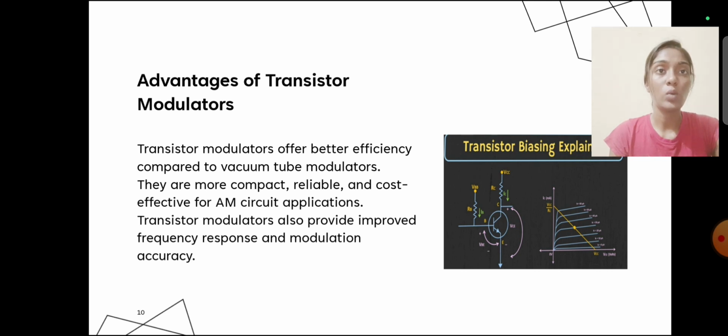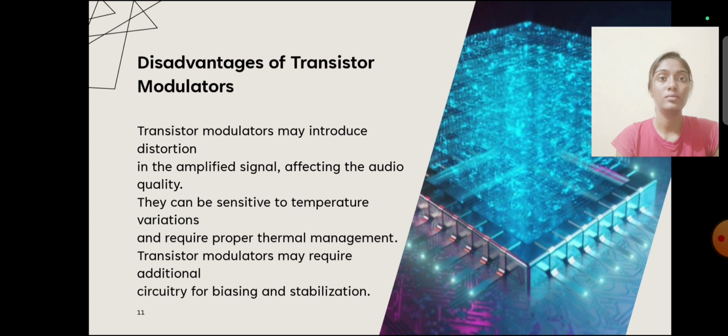Let's know the disadvantages of the transistor modulator. Transistor modulators may introduce distortion in the amplified signal, affecting the audio quality. They can be sensitive to temperature variations and require proper thermal management. Transistor modulators may require additional circuitry for biasing and stabilization.